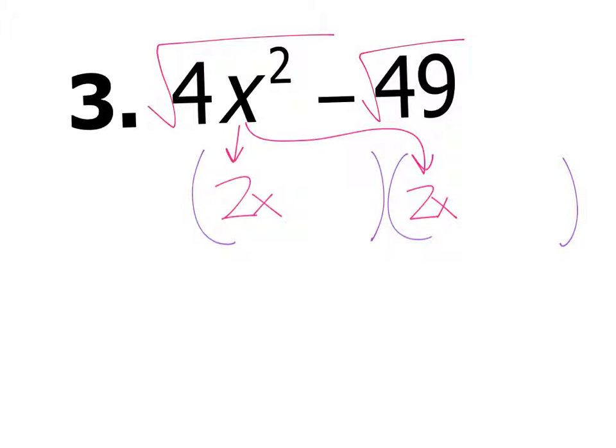Jacob, what's the square root of 49? 7. 7, so that goes in the second two spots. And what goes in the middle? A plus and a minus. A plus and a minus.